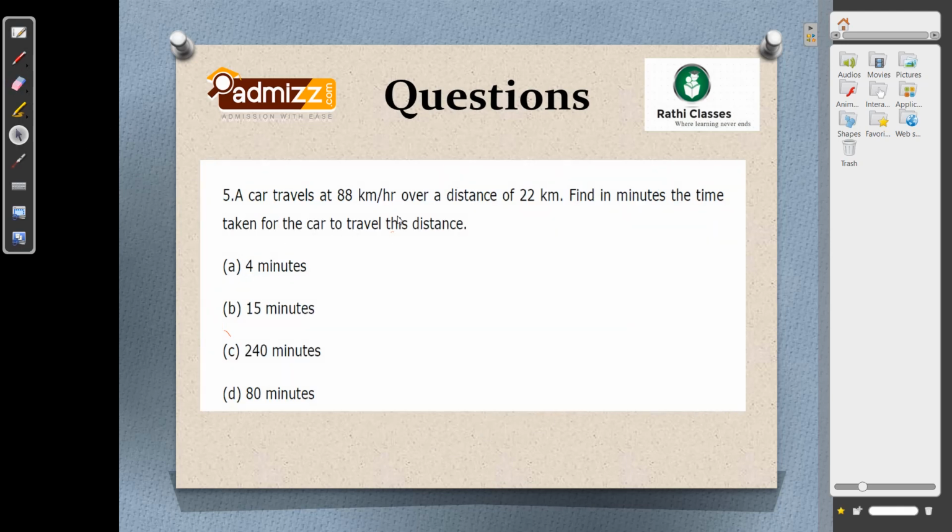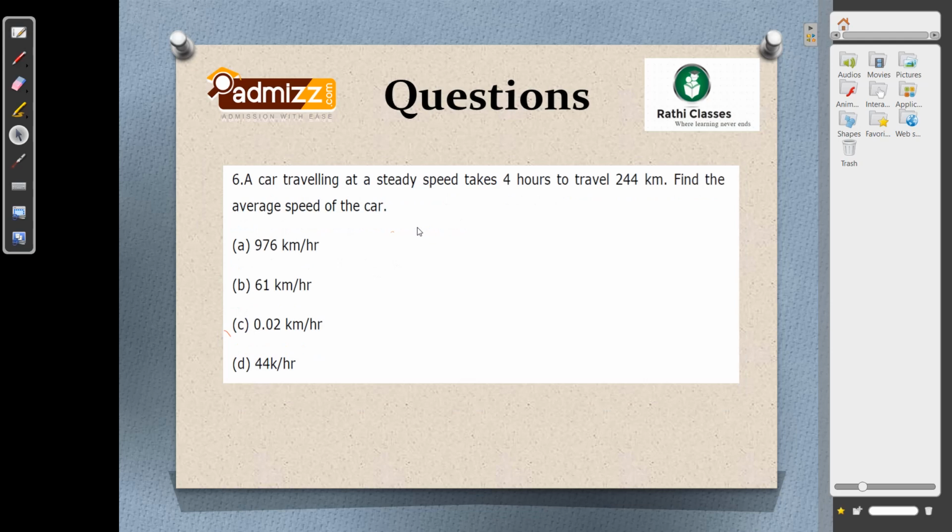A car travels at 88 km per hour over a distance of 22 km. As you can see, speed is equal to distance by time, or time would be distance by speed. So 22 by 88 is nothing but 1 by 4, but the answer is in hours. In order to convert it into minutes, we need to multiply that by 60. So 1 by 4 into 60 is nothing but 15. So answer is B, 15 minutes.